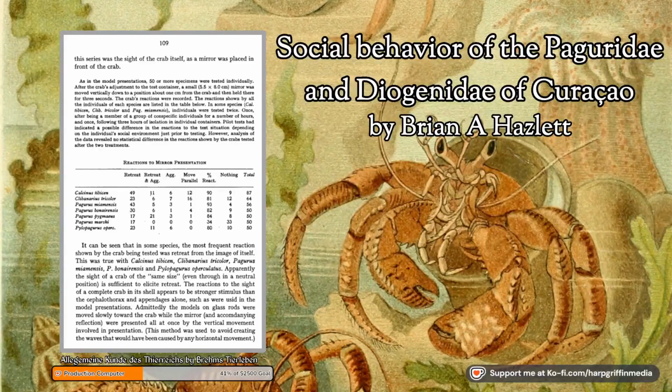However, analysis of the data revealed no statistical difference in the reactions shown by the crabs tested after the 2 treatments. Reactions to mirror presentation.